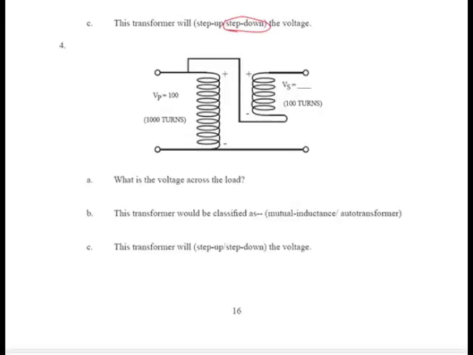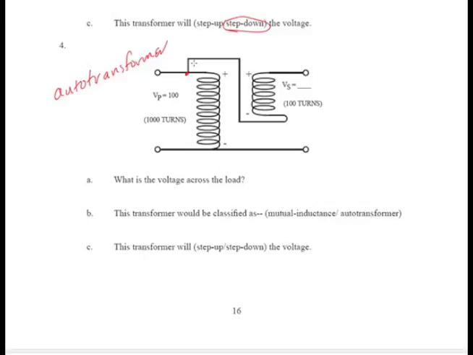Okay, on to the next one, number 4. What's the voltage across the load? Okay, this is an autotransformer. And we know that because the primary is connected to the secondary right here, so they're both magnetically coupled and they're electrically coupled because they're connected here. So we're going to have to approach this one a little bit differently than the other one.